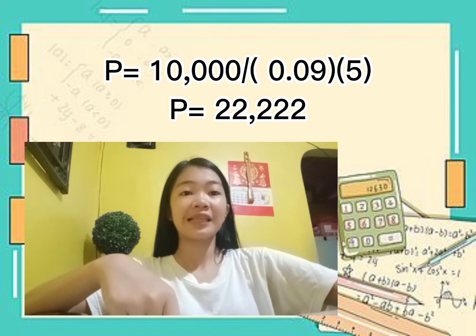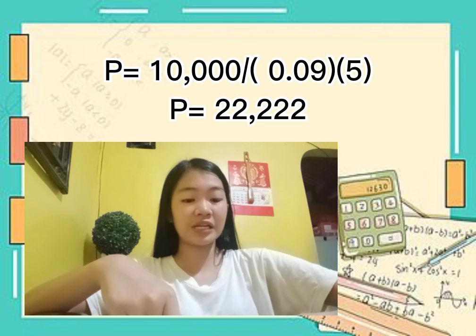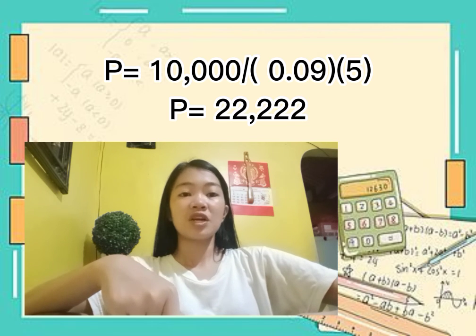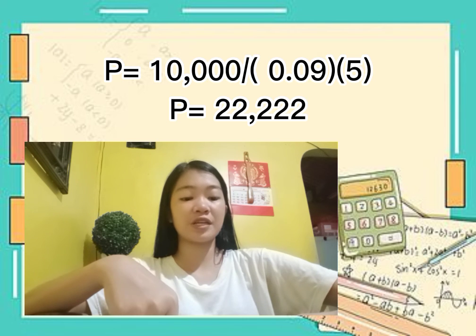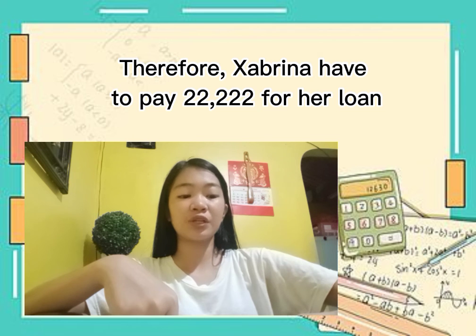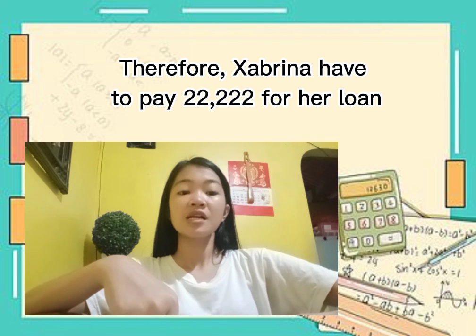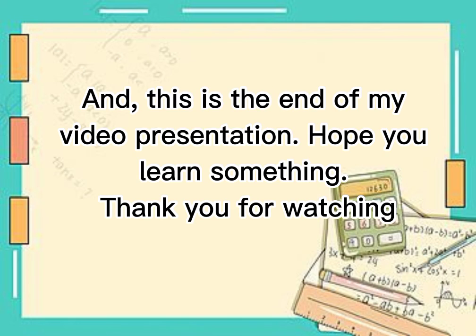We have 10,000 as our interest and 0.09 as our rate of interest and 5 as our time. The answer is 22,222. Therefore, Sabrina will pay 22,222.